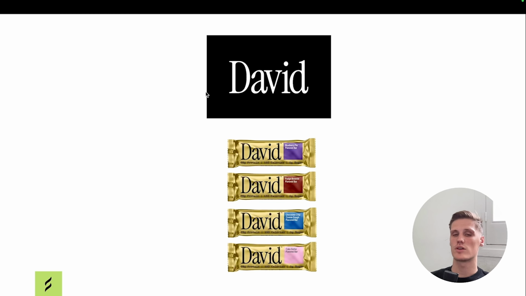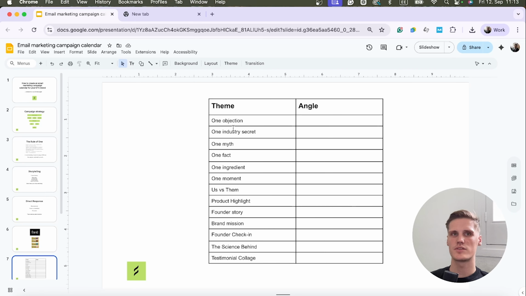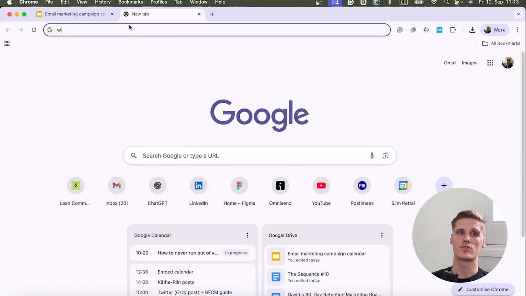For the sake of this video, I'm gonna put together an email campaign calendar for one of the brands, and I'm gonna choose David. This is a brand that sells different kinds of protein bars. As you can see here on the left, we have the campaign theme. On the right, we have the campaign angle, and we're going to try and fill this out using the rule of one and the rest of the pillars. I'm going to show you a very simple method of how you can come up with different objections or campaign ideas just by using Google's autocomplete feature.